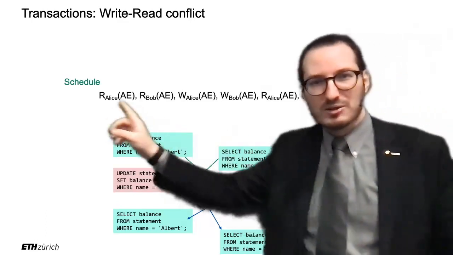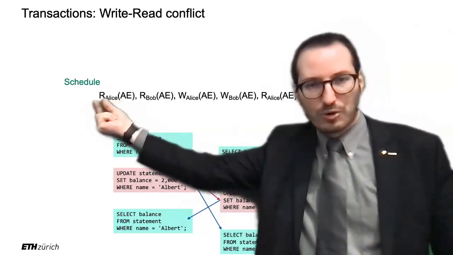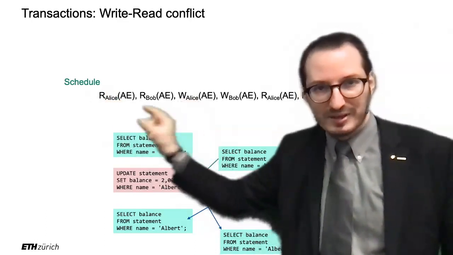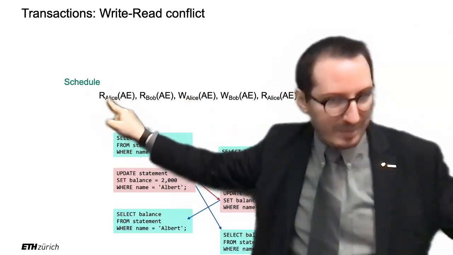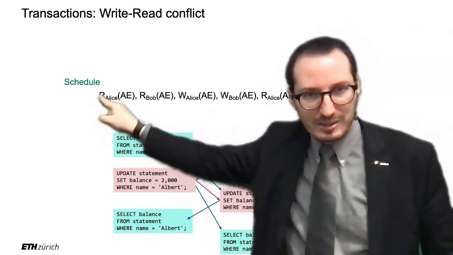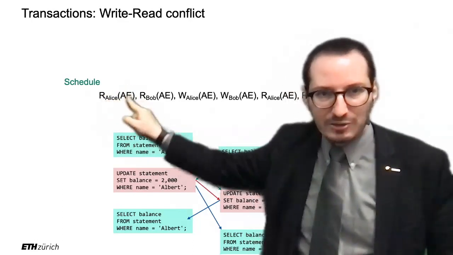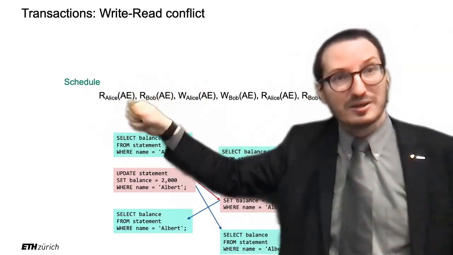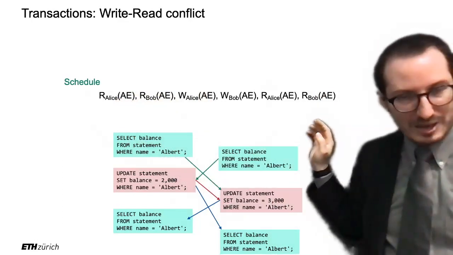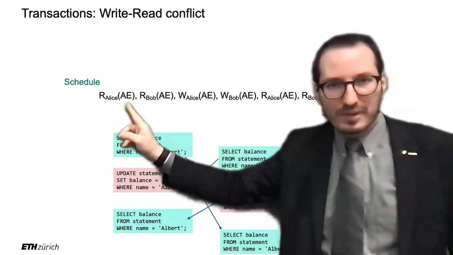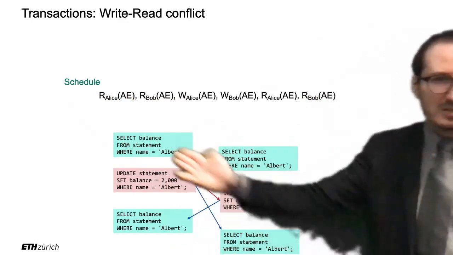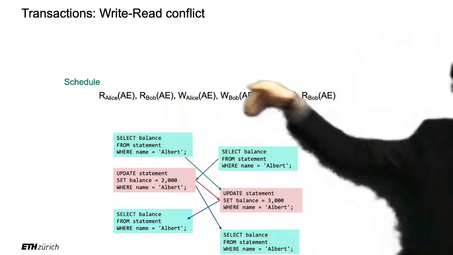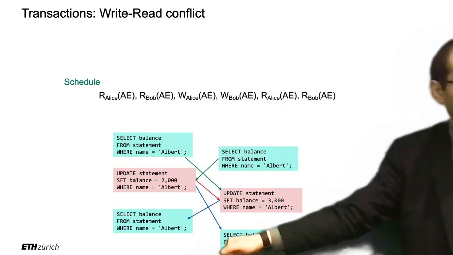So the way we do that is with R's and W's. R is for reading, W is for writing. We put the name of the transaction, but let's say it's people here, so Alice and Bob, in a subscript. And in the parentheses, we put the data being accessed. Here, it's always the same one, always Albert Einstein. So what we say is we have a schedule. It's the order in which some queries are executed, left to right, corresponding to top to down. For whom is that clear?